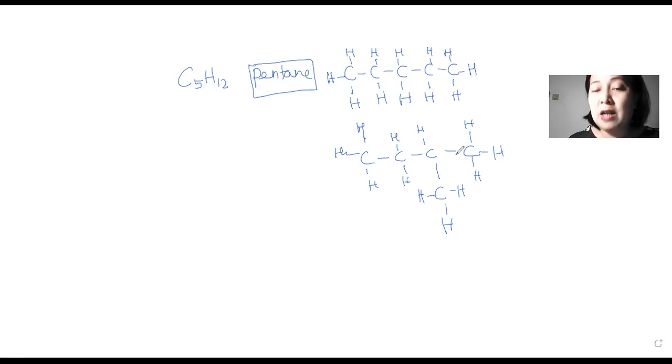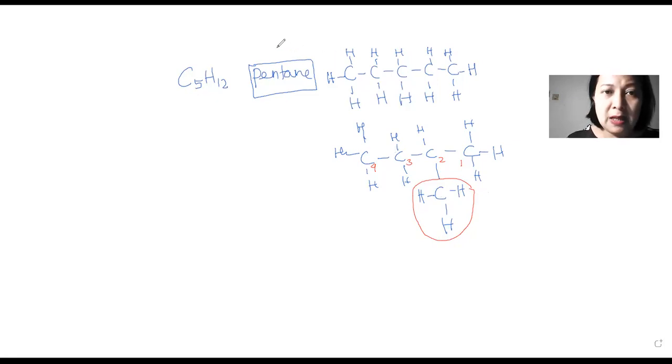And then we put the numbers, starting from the end that is closer to the branch. In this case, number 1 is here, on the right instead of on the left. And then here number 2, number 3, number 4. So from these numbers, we know that at carbon number 2, we have this branch. And this branch is actually just like the structure of methane, but with one of the hands attached to carbon instead of to hydrogen. So as this branch, we don't call it methane, but methyl.